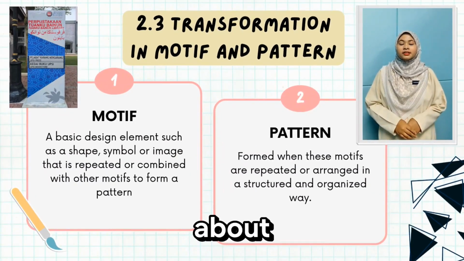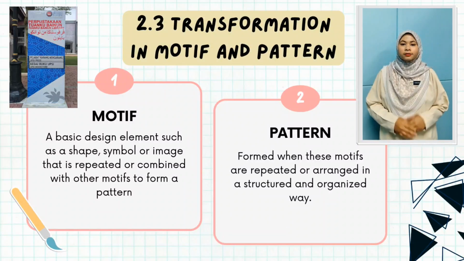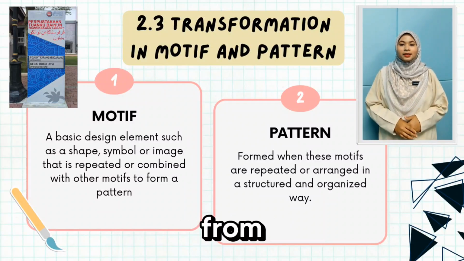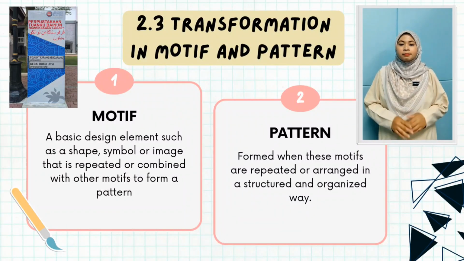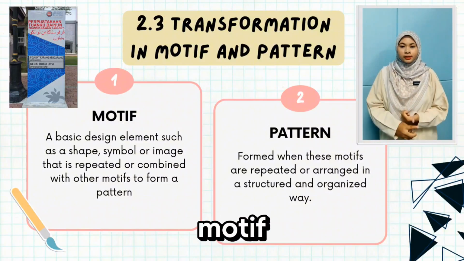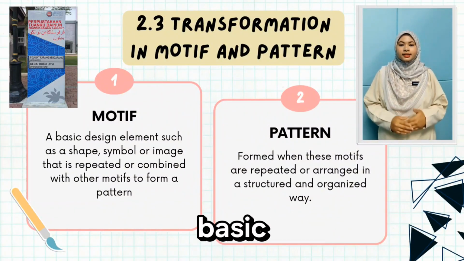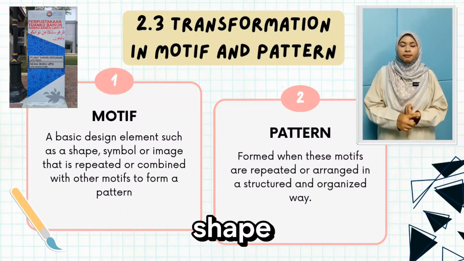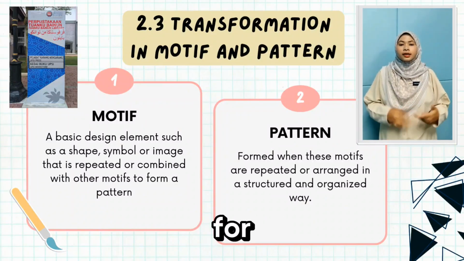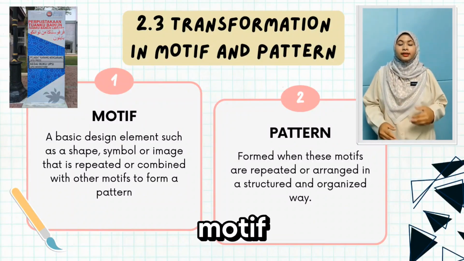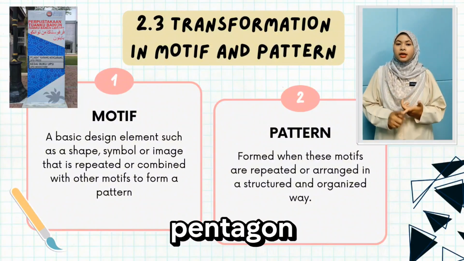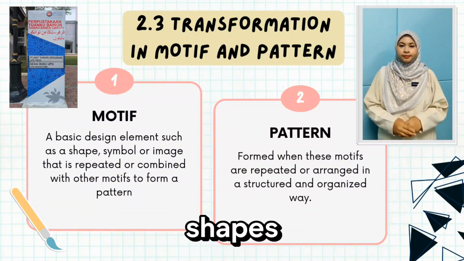Next, I will talk about transformation in motif and pattern. For this, I will use an example from the Tuaco Pioneer Library signboard. Before that, let me explain what is motif, pattern, and transformation. A motif is a basic design element such as a shape, symbol, or image. For example, we often see motifs in the form of stars, pentagons, hexagons, and other geometric shapes.